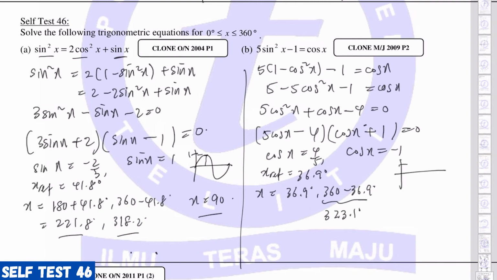For cos x equals to negative 1, we sketch a graph. 1 is over here, negative 1 is over here. Move it across, move it up. We can see this value is 180.